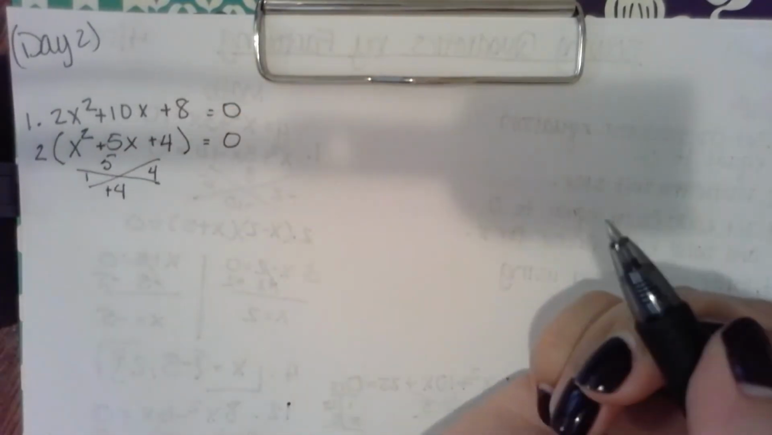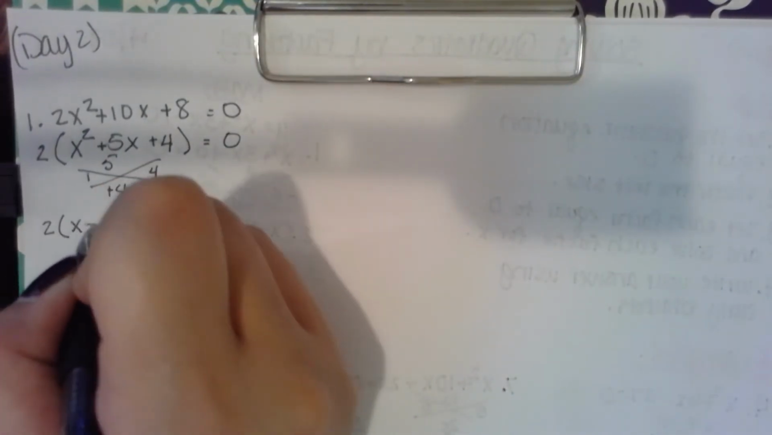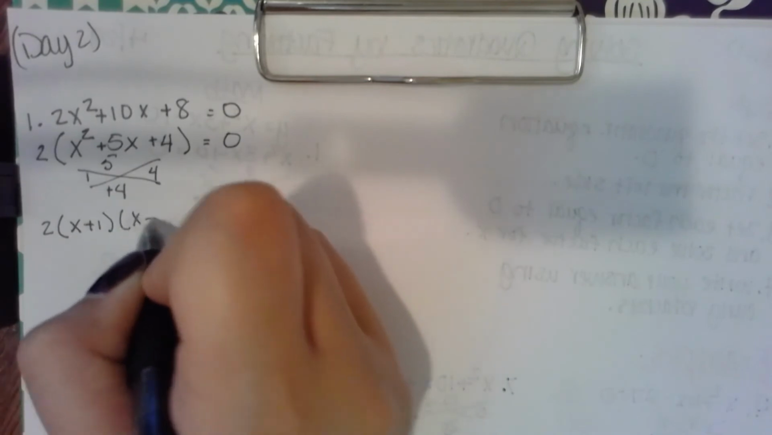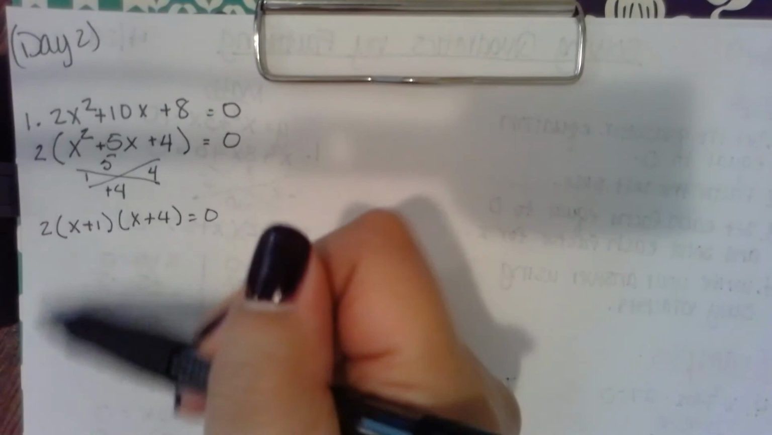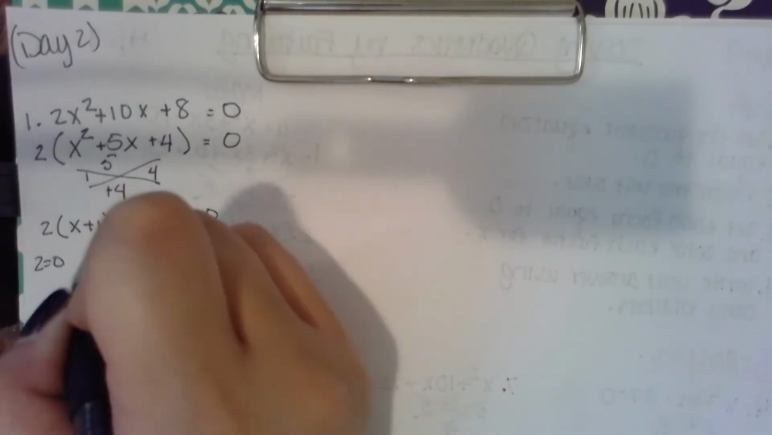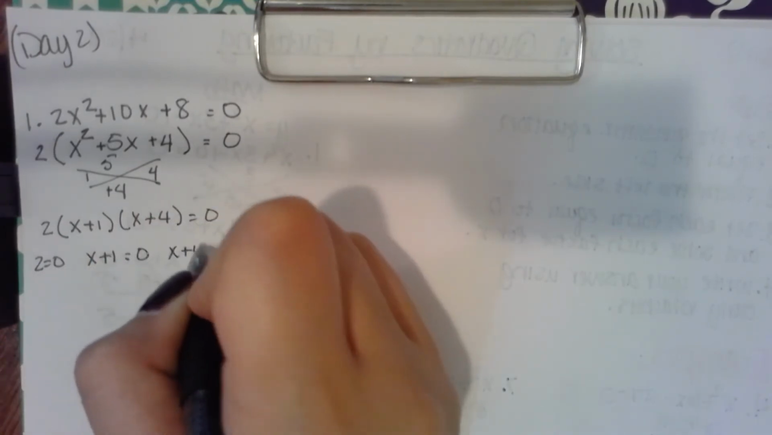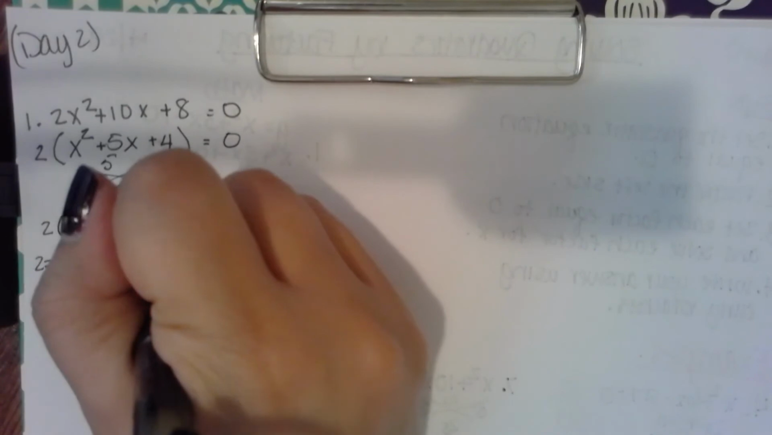and then rewriting this, you get x plus 1 times x plus 4 equals 0, and you still have that 2 up there. Then you're going to set each factor equal to 0. So the 2 is going to be set equal to 0, x plus 1 will be set equal to 0, and then x plus 4 will be set equal to 0. But 2 never equals 0, so that one's kind of just discarded because that's never going to be true.